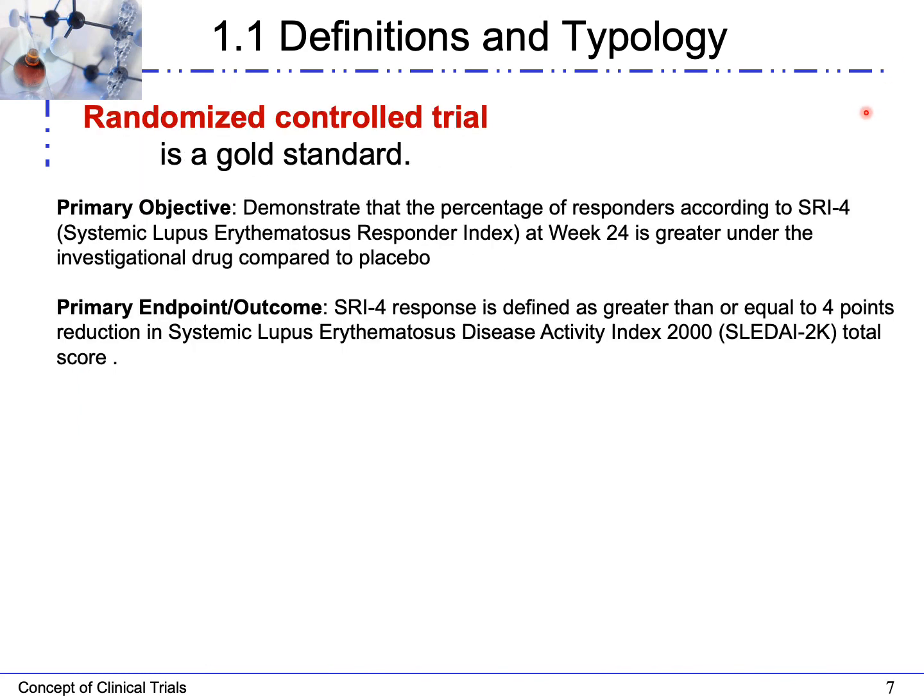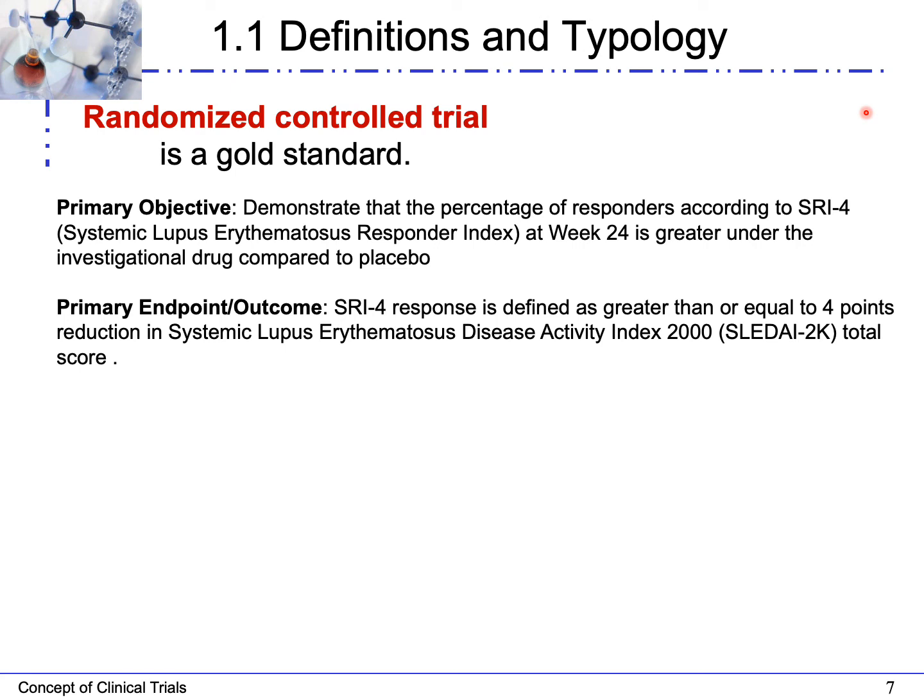A randomized controlled trial is the gold standard, meaning that this is the type of design that will give you the best and the most robust estimation of a treatment effect. To illustrate a simple example of a randomized clinical trial, let's consider a trial in SLE patients.